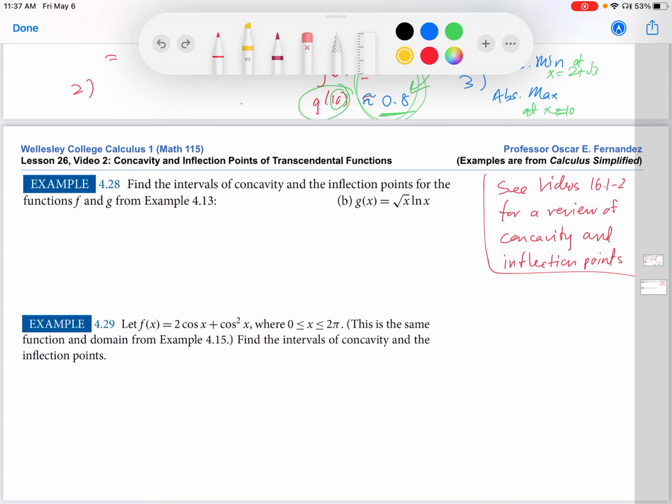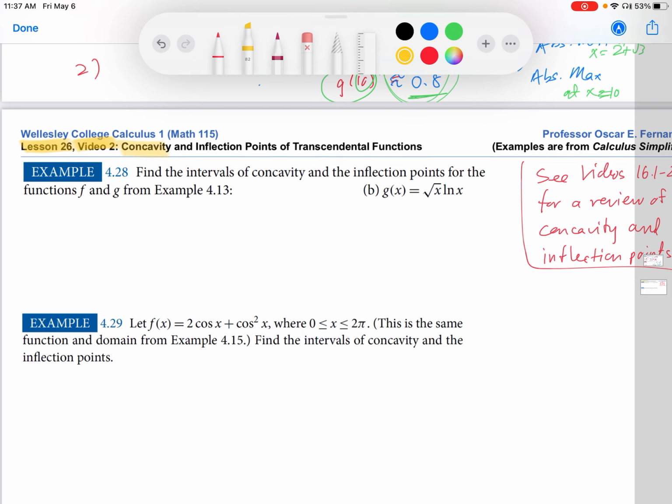Hi, this is Professor Fernandez, and this is video 2 in lesson 26. We're talking here about the concavity and inflection points of transcendental functions.